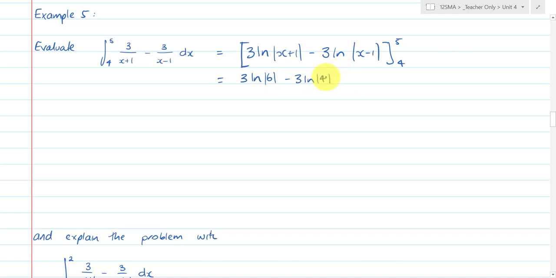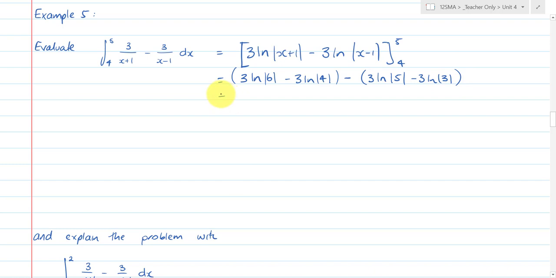These are all modulus. And then we substitute in, that's substituting in 5. We subtract from that what we get when you substitute in 4. 3 log of 5 minus 3 log of 3.